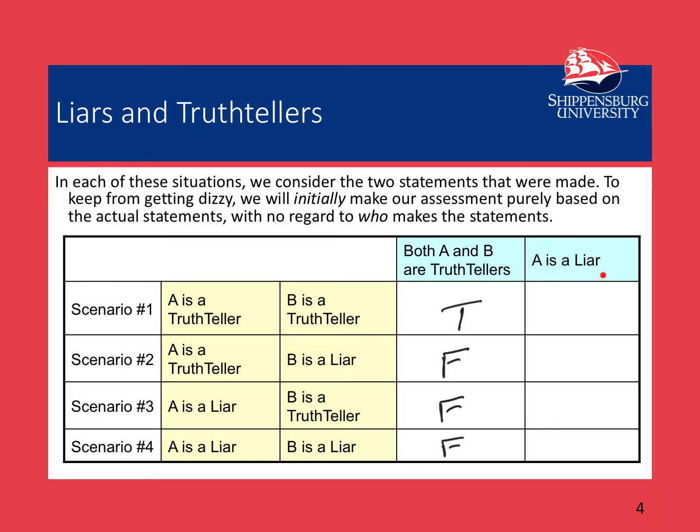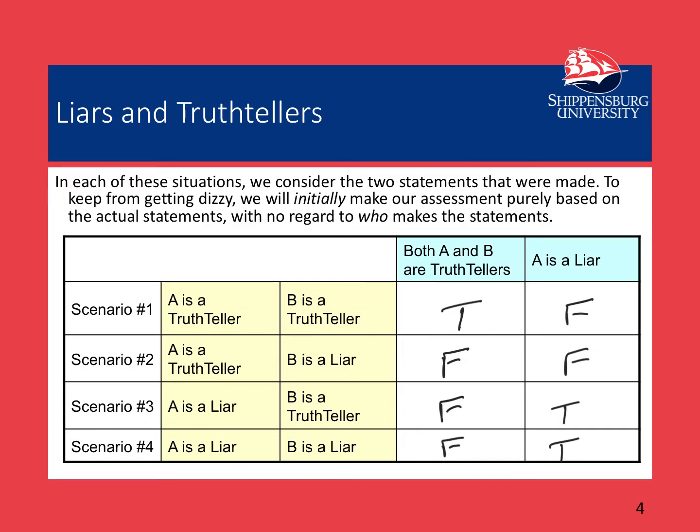And so similarly, the statement A is a liar is a false statement in scenario 1, because scenario 1 clearly says A is a truth teller. So the statement A is a liar would be false. Same for scenario 2. And then in scenario 3 and 4, the statement A is a liar is a true statement.